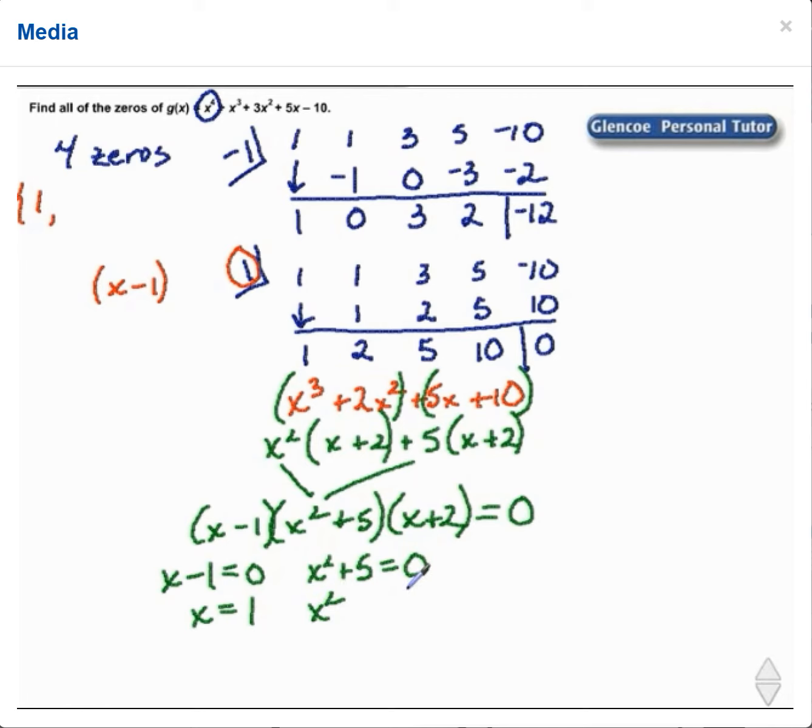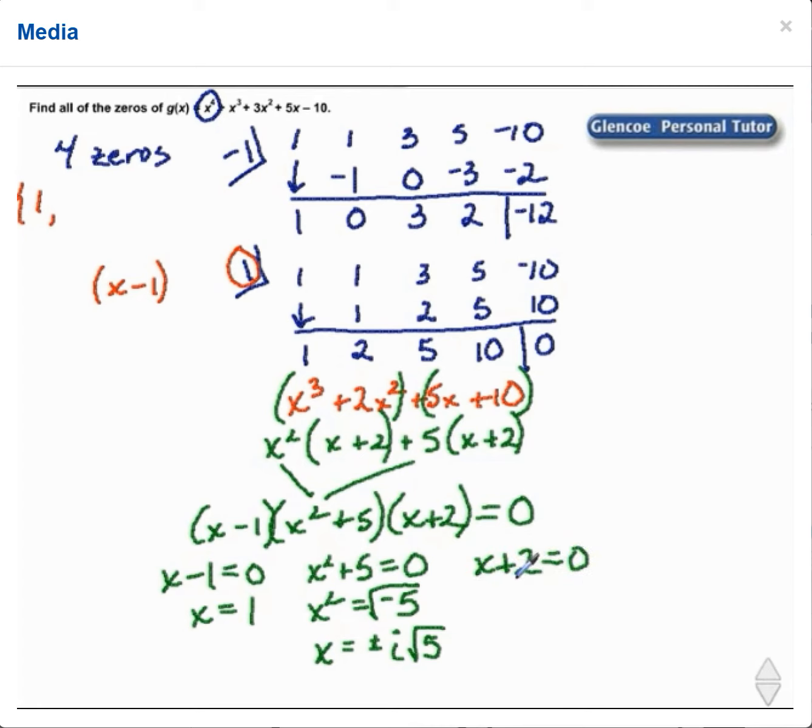Subtract 5 from both sides. X squared equals -5. And to make x squared just x, we need to take the square root of both sides, which is going to leave us positive or negative. I will come out for our negative. 5 stays in the radical. So there are 2 more roots, and they're both imaginary. Finally, x plus 2 equals 0. All we have to do here is subtract 2. So x is negative 2.